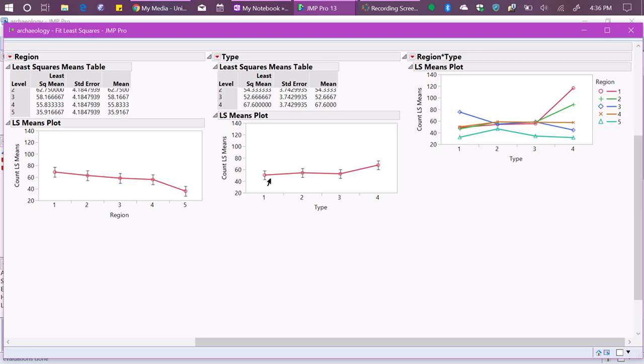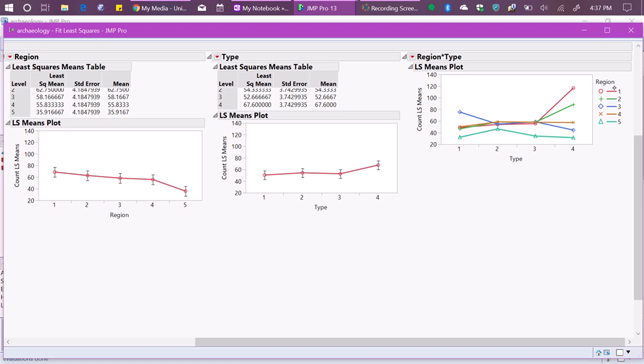But we might not always see the same profile for every region. So for example, this interaction plot says that for region 5, this turquoise, it goes from type 1 to type 2, we see an increase, but then a decrease from type 2 to type 3, and then it stays pretty much the same from type 3 to type 4. Well, when we average across all of the regions, types 1, 2, and 3 are basically all the same, but type 4 is where we see a spike. That's not the same profile when we split it out and just look at region 5.